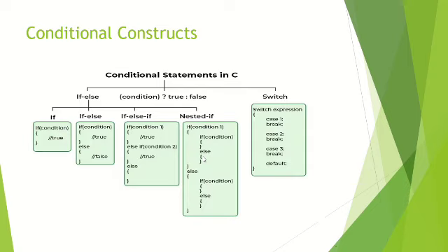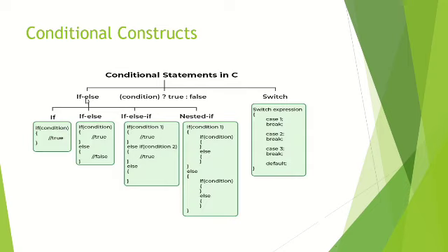Conditional statements. Conditional statements in the C programming language consist of two types: if-else and switch statements. The if-else category consists of if, if-else, else-if, and nested if. An if statement runs a block of code only if a certain condition is true.